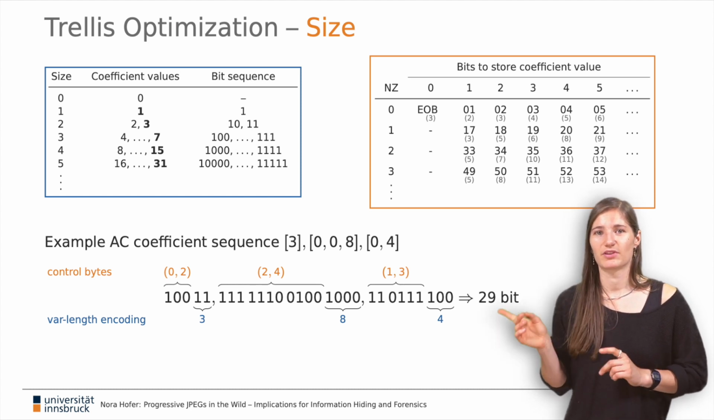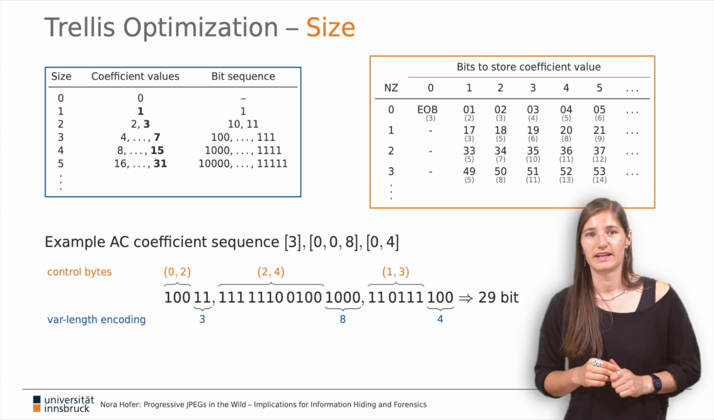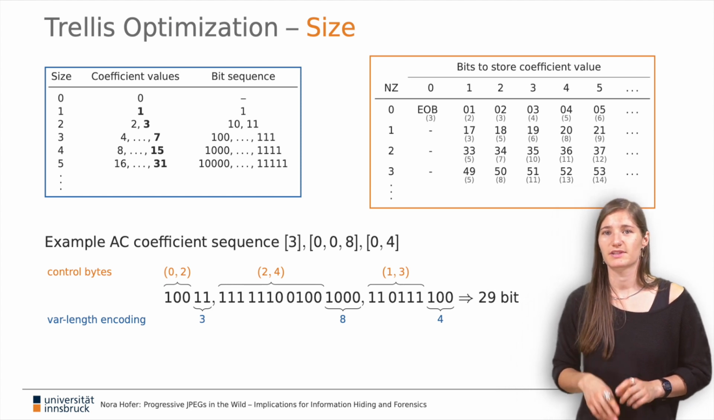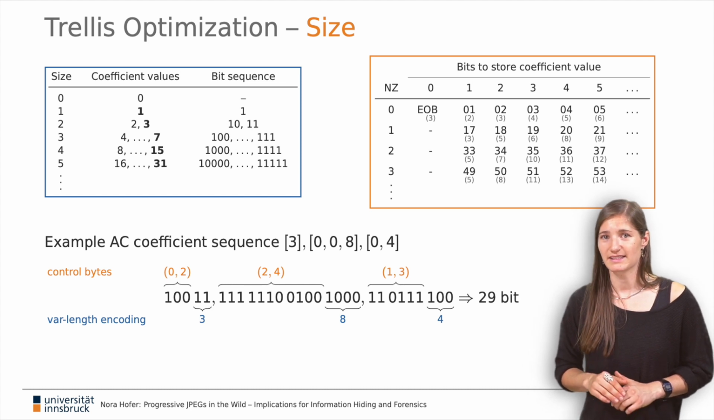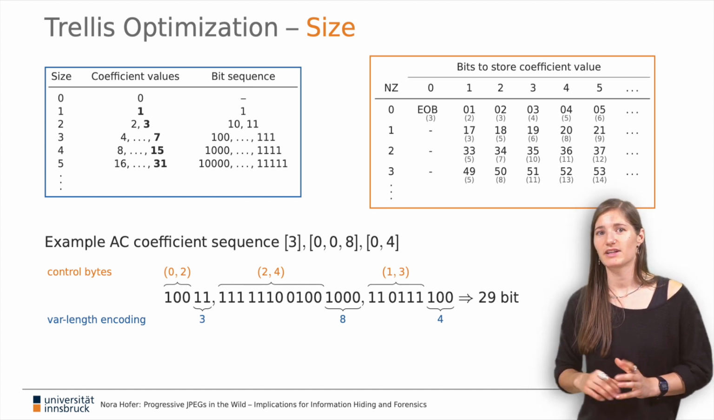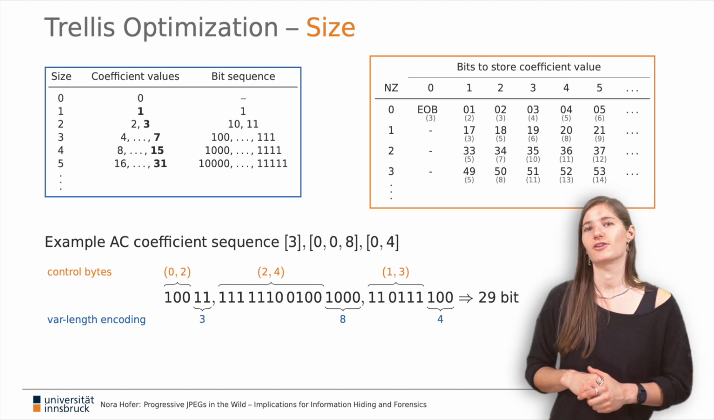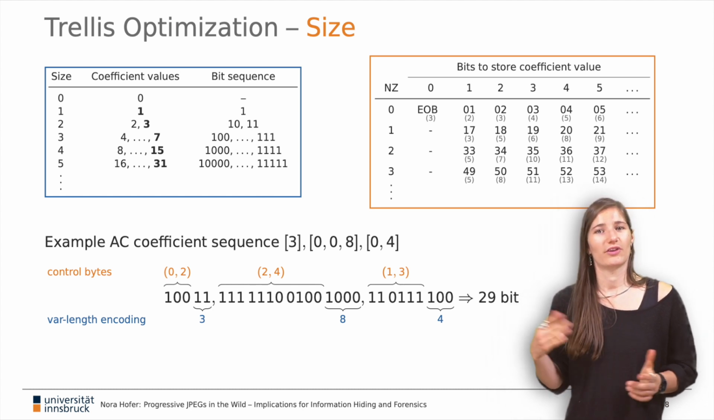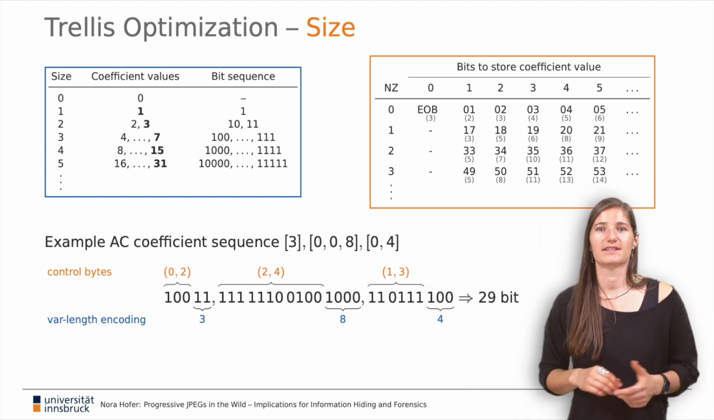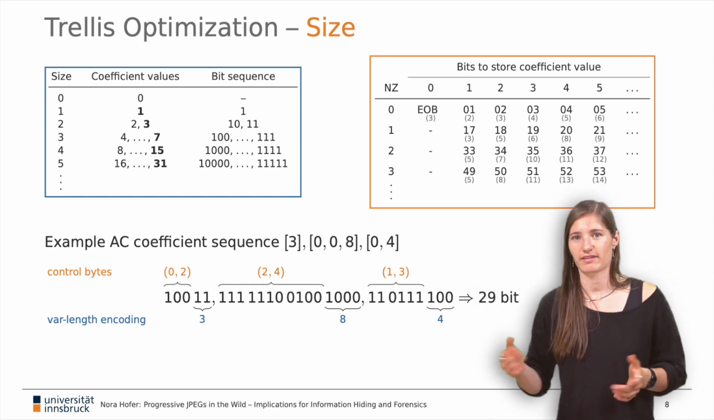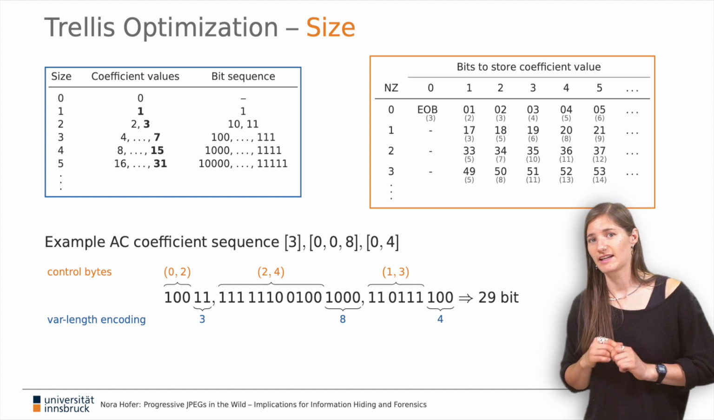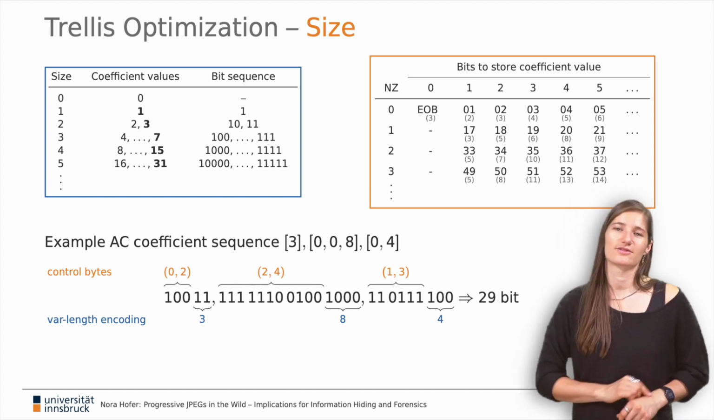Look at the example of 0, 0, 8. Here we have 2 zeros and need 4 bits to store the value 8. That means we can take our Huffman table and use the symbol at index 36. Following this pattern, the whole sequence is encoded by alternating Huffman control bytes and variable length coefficient values. In our case, we need 29 bits to store it.